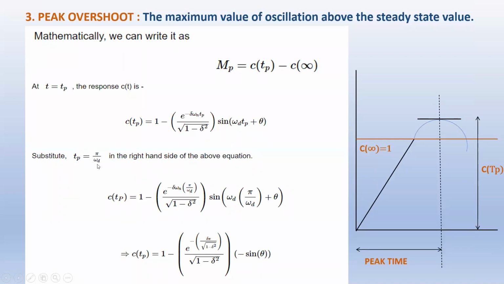Substituting tp is equal to pi by omega d, which we have derived in the last class as the peak time, we can have this kind of expression, because omega d and omega n are related. So omega d is equal to omega n into square root of 1 minus delta square. So this omega n will cancel out, resulting in delta into pi by root of 1 minus delta square in this exponential. And this one over here is the same. If we substitute this value, this omega d will cancel out, and sine of pi plus theta will become minus sine theta.